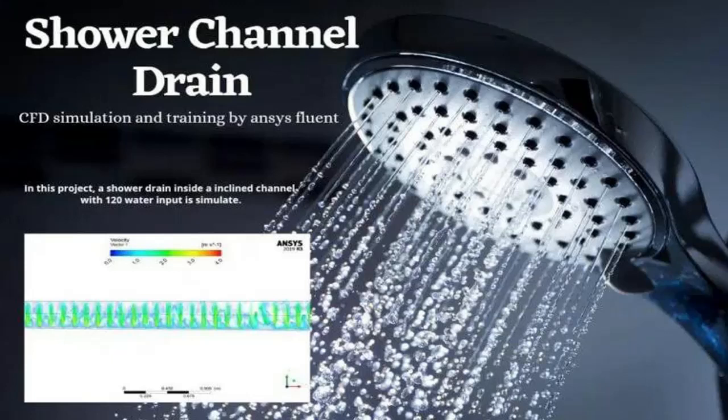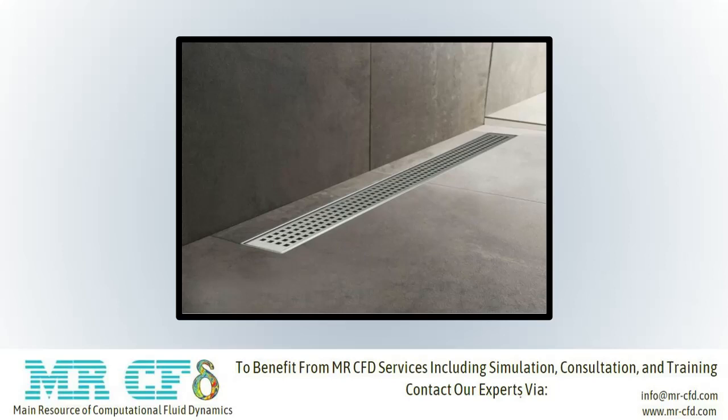In this project, a shower drain inside an inclined channel with 120 water inputs is simulated. A shower drain inside the inclined channel is simulated and analyzed by ANSYS Fluent software. In order to analyze the air and water flow inside the channel, a standard k-epsilon model with standard wall functions is exploited. A multi-phase VOF model has been used to investigate the two-phase flow of air and water within this channel.